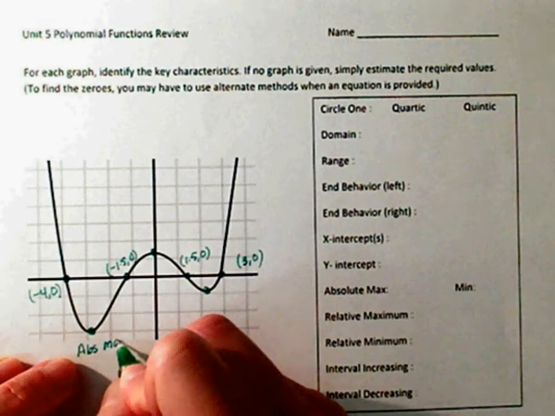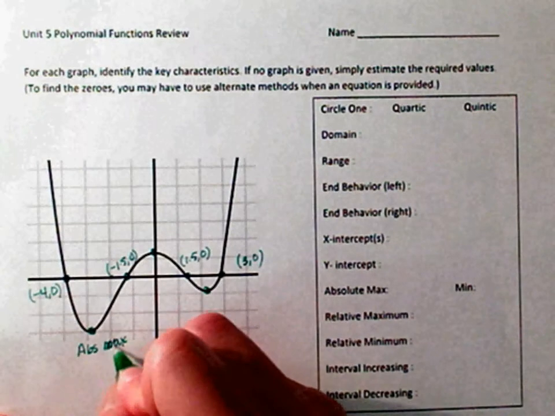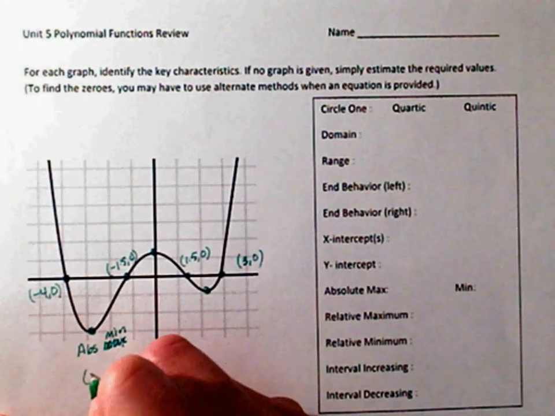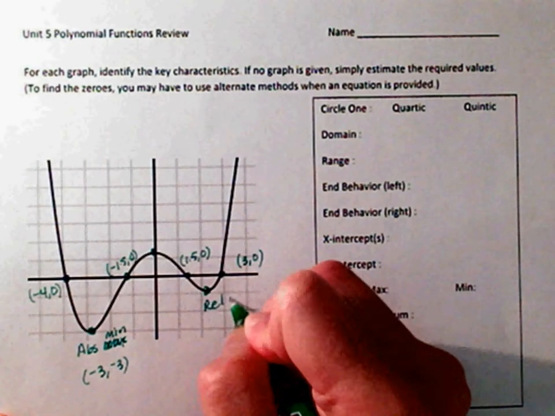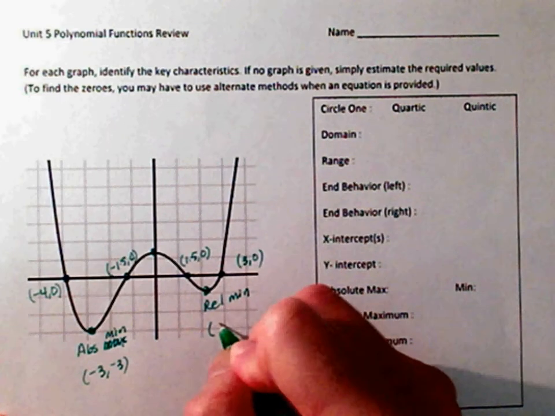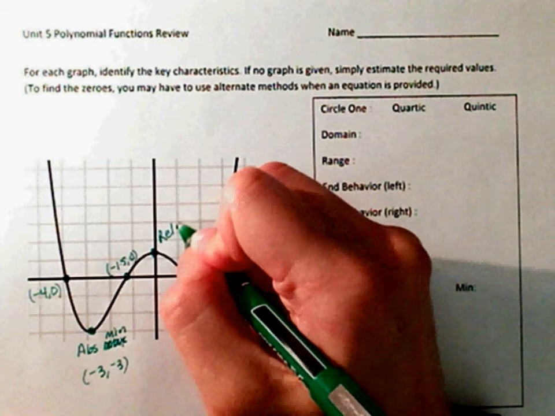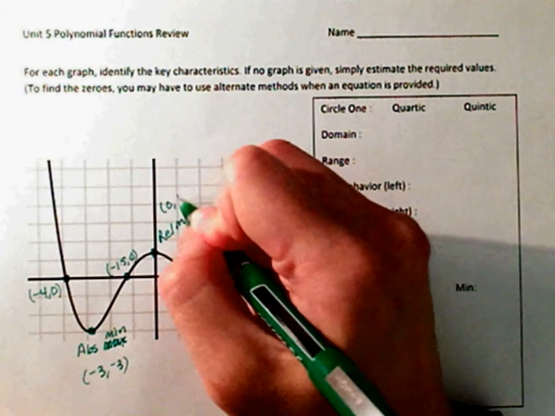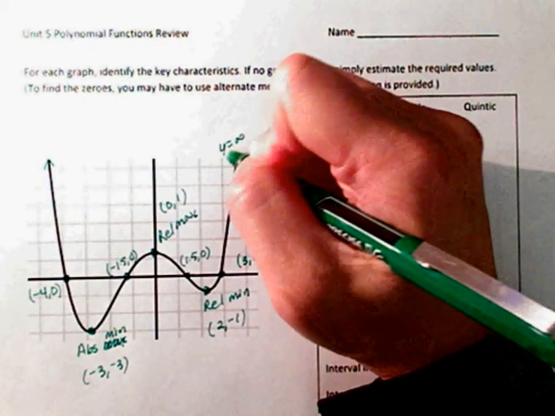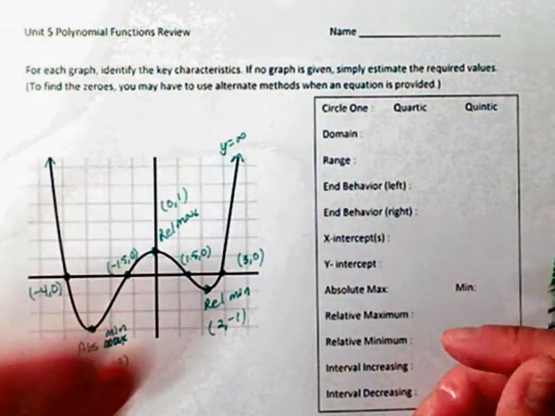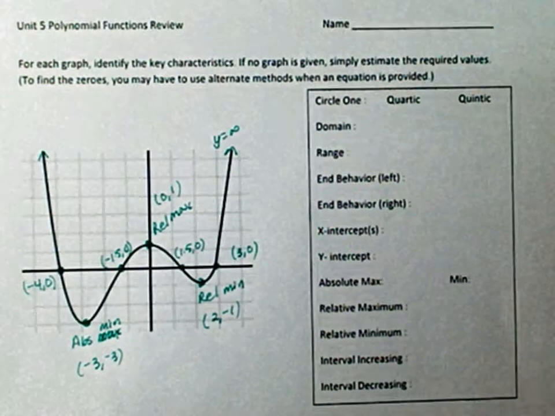This right here is your absolute max. It's your absolute minimum, and absolute minimum is at -3, -3. This one right here is your relative minimum, and that is at 2, -1. Right here is your relative max, and that is at 0, 1. And your y maximum, highest of the high, is going to be approaching positive infinity. If you will label all these points, it will help you the most when you have to figure out what you need to write, okay?